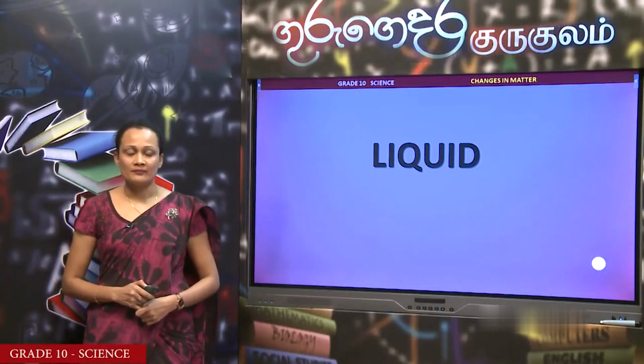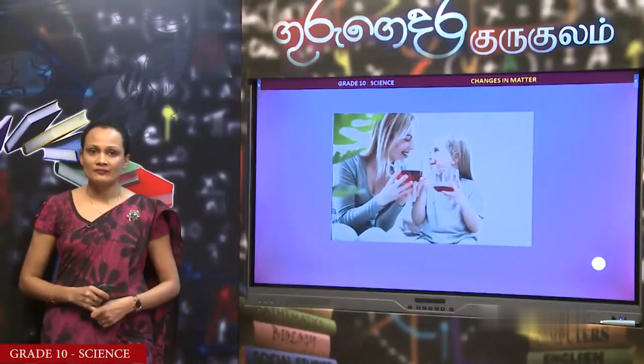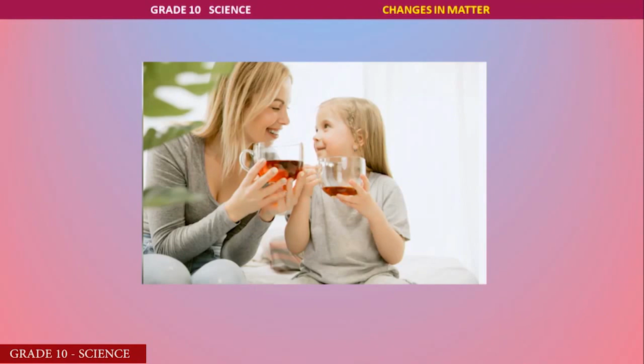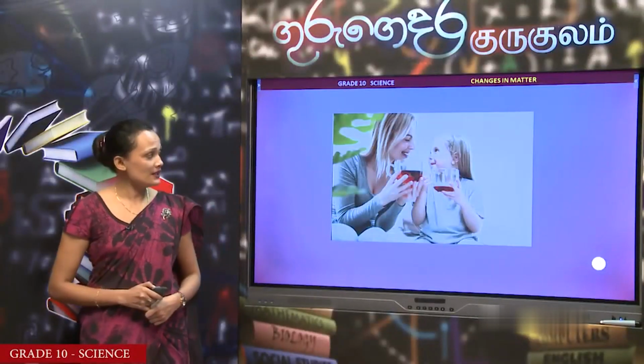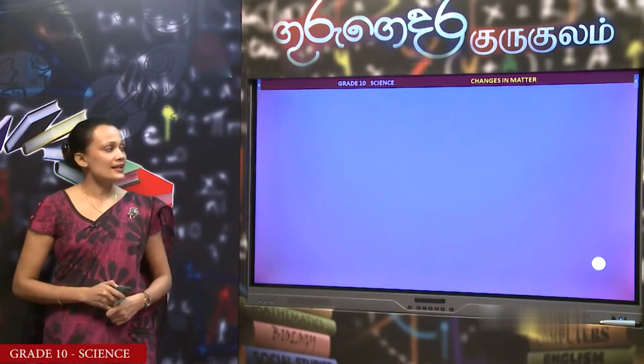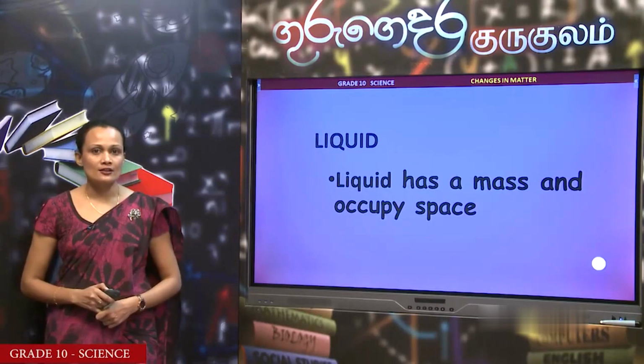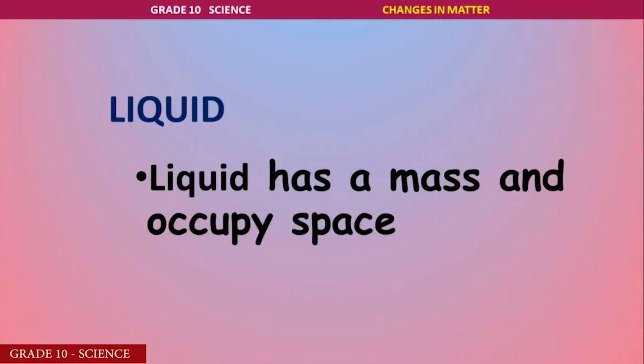Next state of matter, liquids. Look at this picture. In this picture, a lady and a girl are holding a glass with a drink. The drink inside the glass takes the space inside that glass. And they also feel how heavy it is. That means liquid also has mass and occupies space. That's why we consider liquid also as one state of matter. Then we will move to another state of matter.